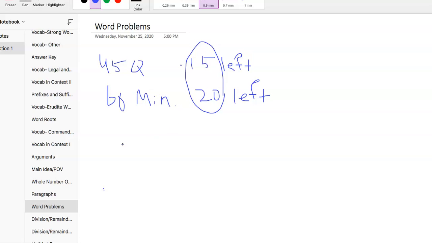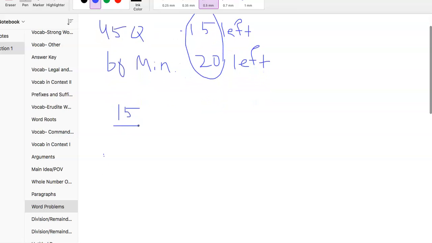Okay, so again, we'll put this down here. So 15 questions in 20 minutes equals 15 over 20. Would you agree that can be reduced to 3 over 4? Okay, and so that's 3/4 of a minute per question. Okay, what is 3/4 of a minute? It's kind of similar. Let me erase a little bit so I have a little more room. Okay, so if I got 3/4 of a minute, what does that mean?